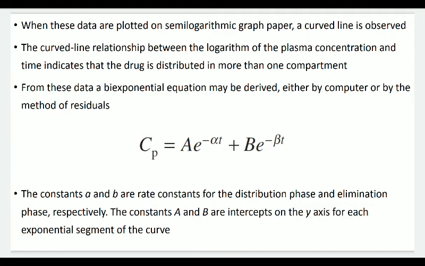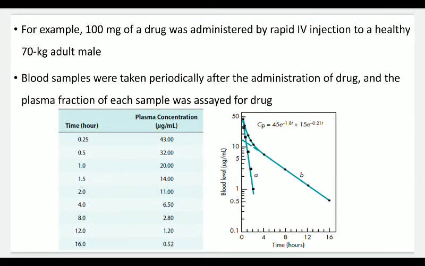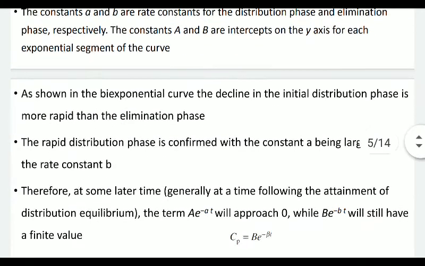One is the distribution phase and the other is the elimination phase. So here in this equation, constants like alpha and beta, or A and B, represent the distribution phase and elimination phase respectively. The constants capital A and capital B are intercepts on the y-axis for each exponential segment of the curve. When we back-extrapolate this curve line, we get intercepts, and those intercepts are mentioned here. So these are capital A and capital B.